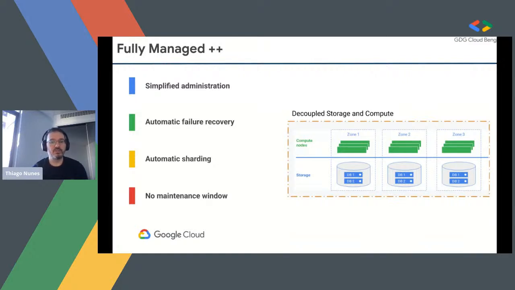We have our compute nodes, which are the servers serving your data. We usually call them span servers. And at the bottom here, we have the databases. The databases are stored in a distributed file system in Google, which is called Colossus. This distributed file system is a highly available, redundant file system.